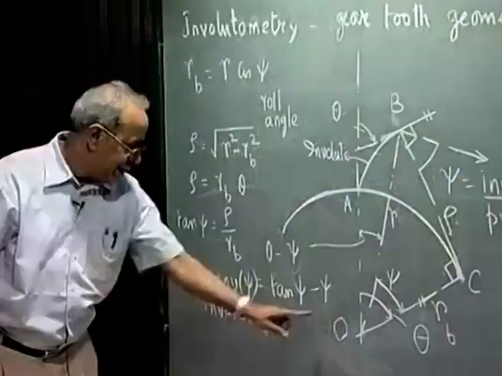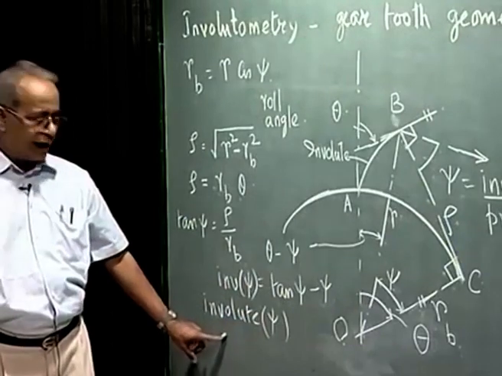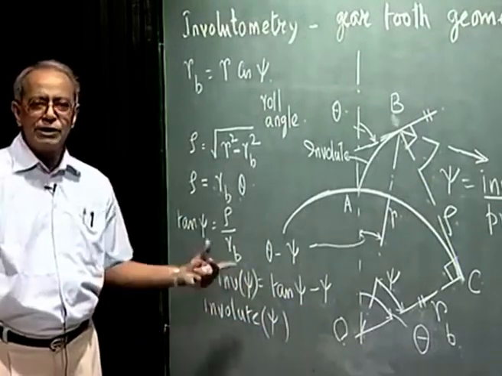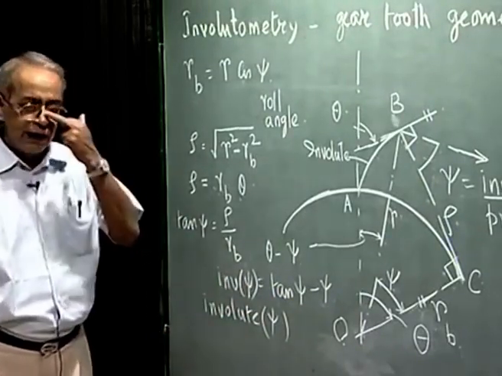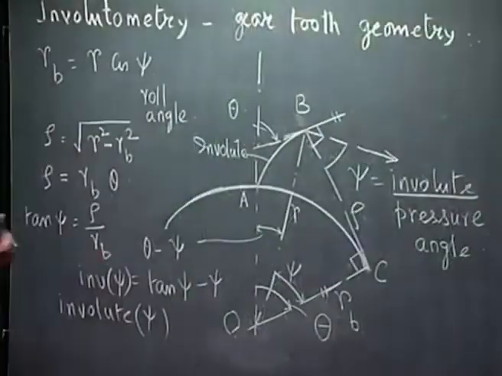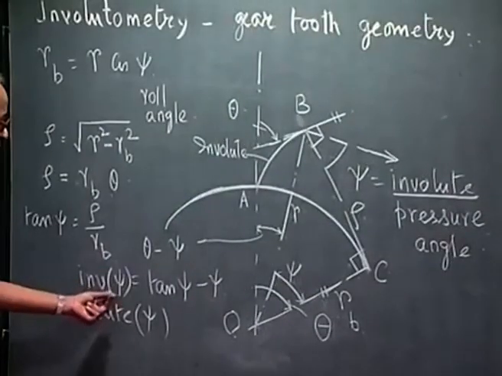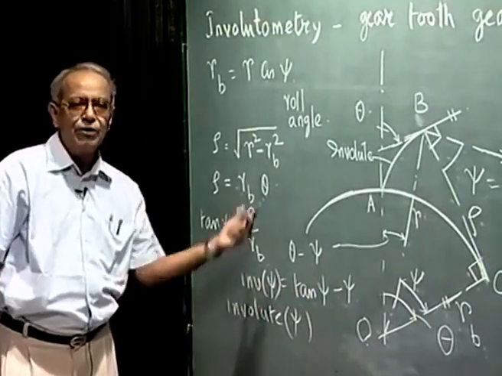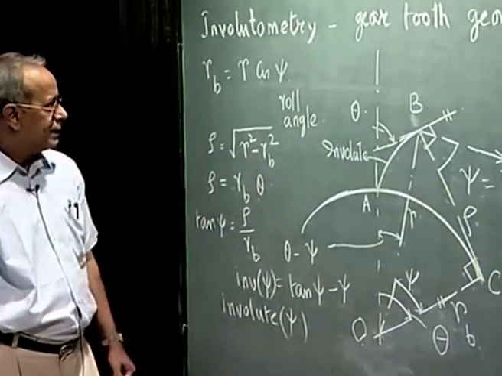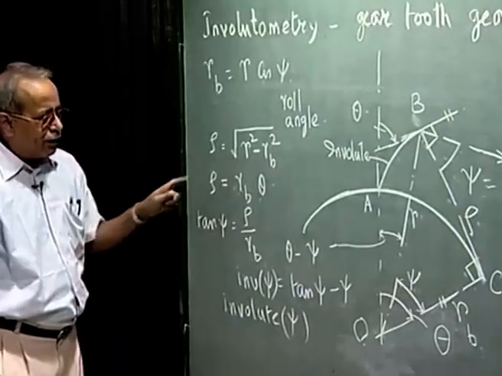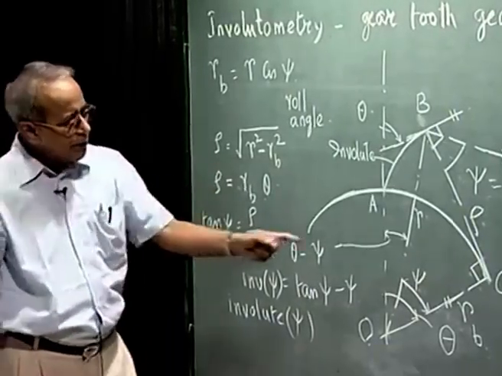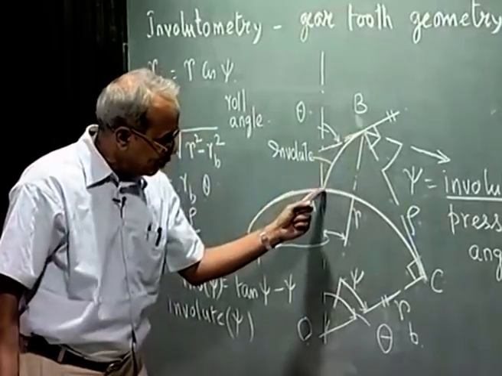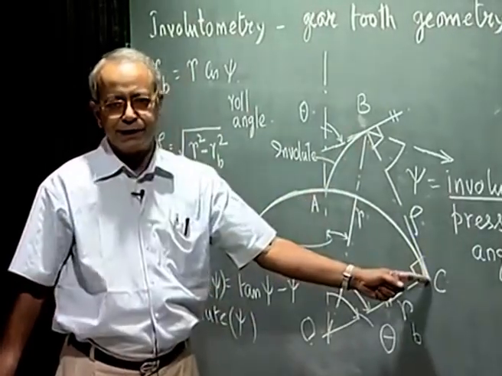Given the value of psi, it is easy to calculate involute of psi, but not the other way around. So, for this tables are available, just like tables of sin, cosine, tan, log. I can get the value of psi if you give me the value of involute of psi by consulting that table. Now, at this stage I will be able to show what happens to this radius of curvature of the involute profile as RB increases.